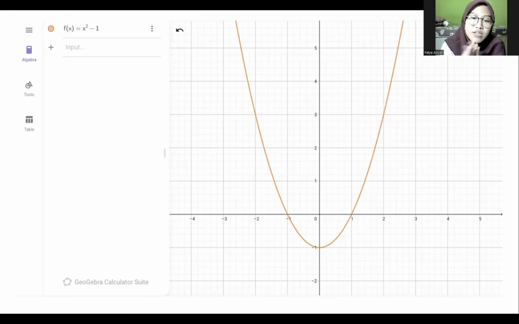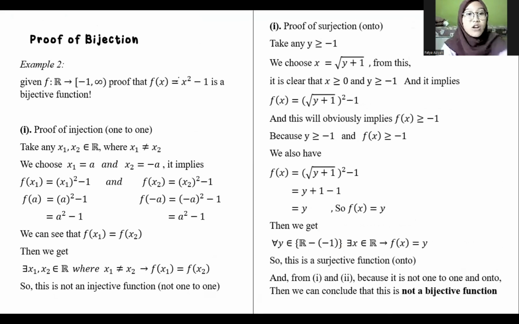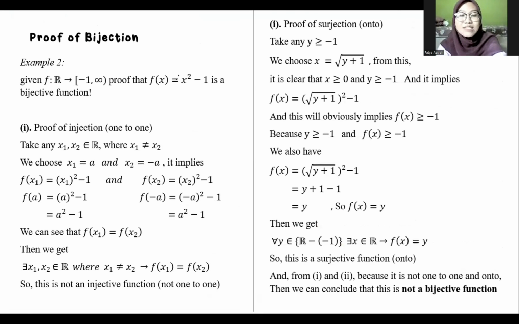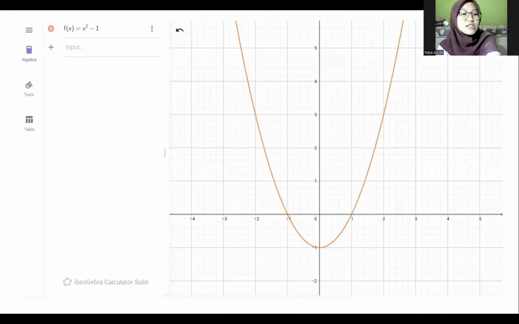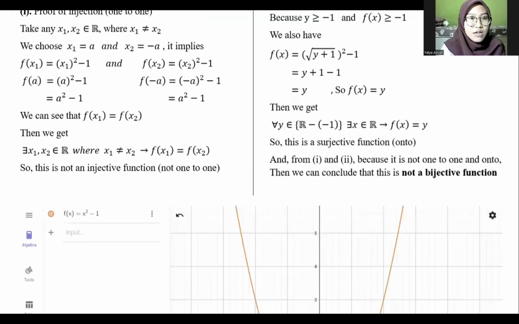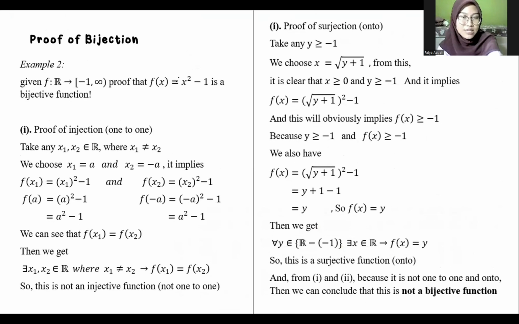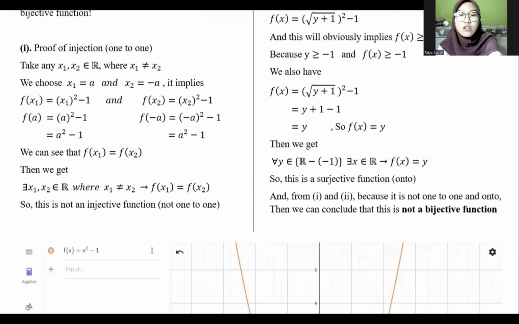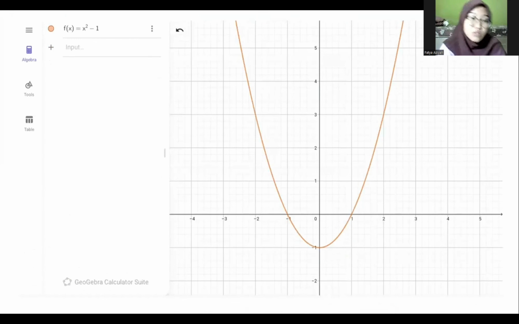Actually, this could be a non-surjective function if the codomain had no limit. If the codomain is the real numbers, then this is not a surjective function. But in the example question, we have a limit on the codomain. So all of the codomain is also the range. So this is a surjective function. Okay, that's all from me.